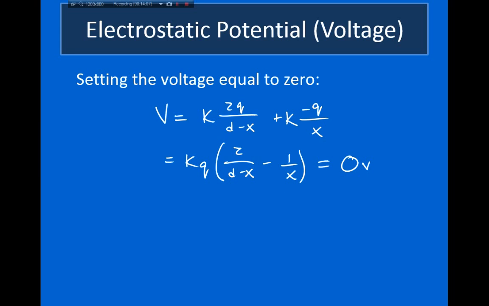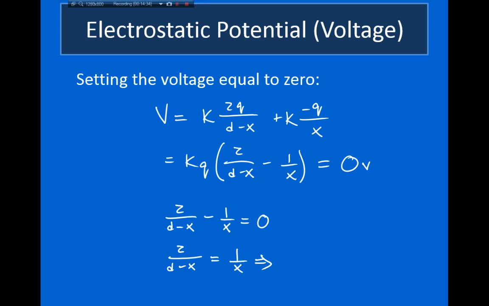And so I'm going to see that I'm solving for when 2 divided by D minus X, minus 1 over X, is equal to 0. So I could rewrite this as 2 divided by D minus X is equal to 1 over X. Then I'm going to go ahead and multiply both sides by X times D minus X.